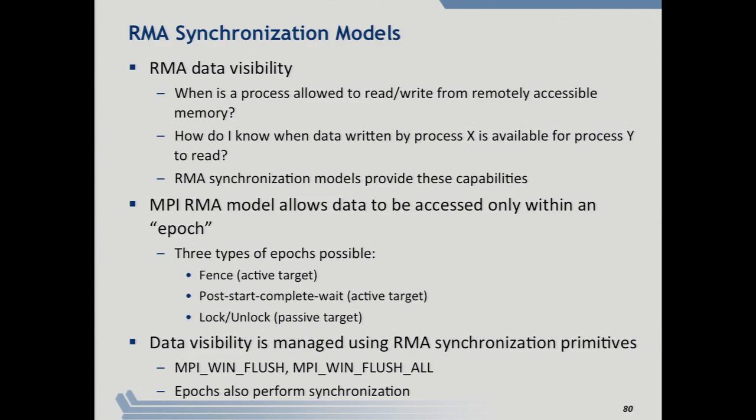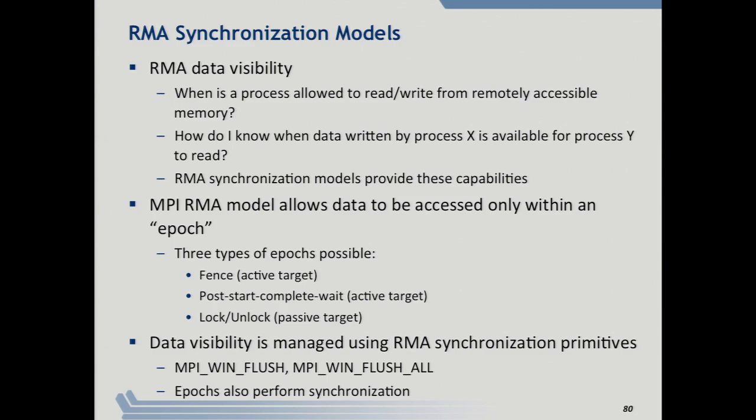More interesting, of course, is a get. When can I use the data that comes with the get? I need to complete that operation. You can think of these as an epoch in which these operations happen. And there are three types, in two groups. The first group are what are called active target. Active target requires the processes effectively collectively to decide when any RMA operations that may have happened can start and when they can complete.